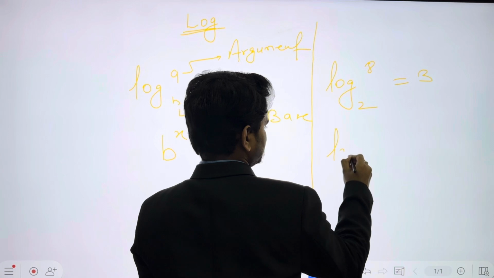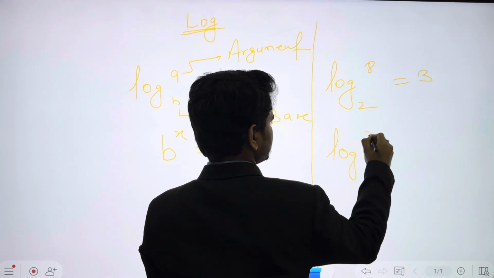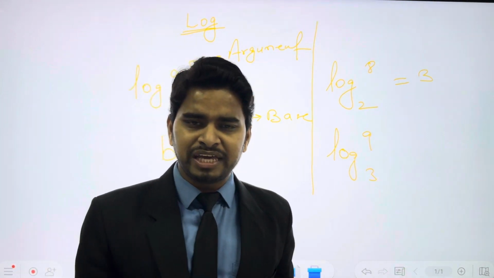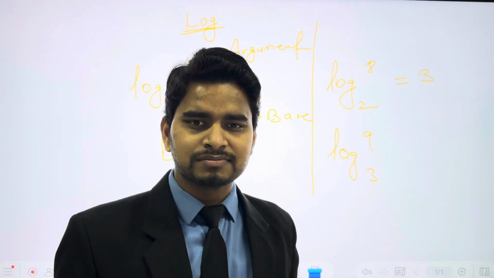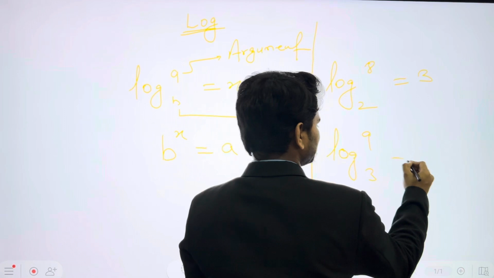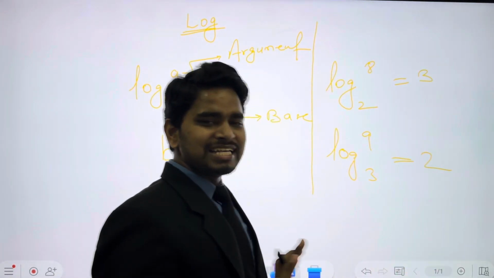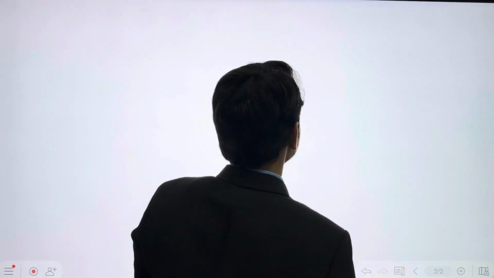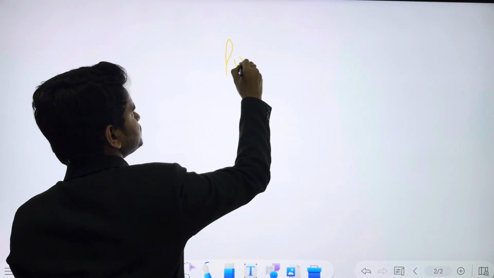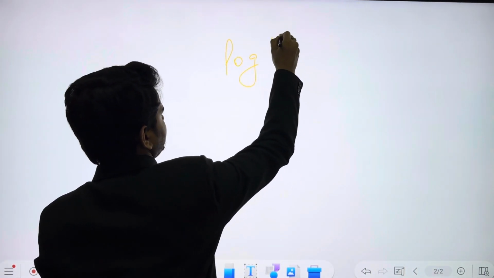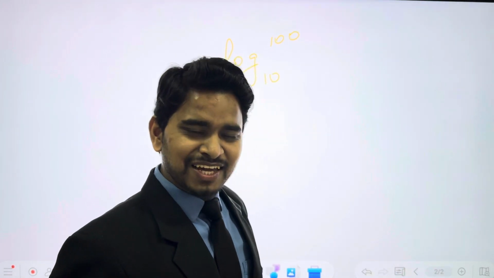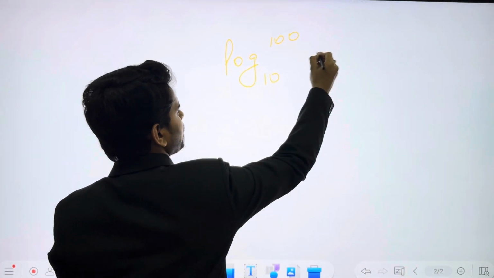Let's do one more question. Log 9 base 3, what is the value? What is the power we should give on 3 to reach 9? 2. So the answer is 2. So that's the basic meaning of log. Let's do one more question. You have been given log 100 base 10. What is the value? 2. We know that 10 to the power 2 is 100. The value is 2.